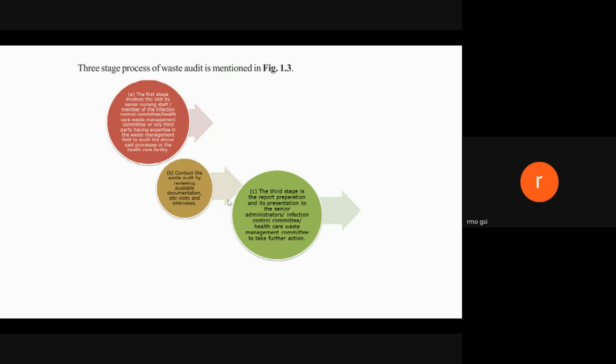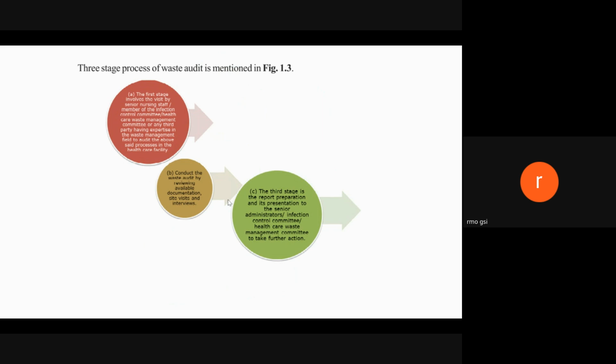There is a three-stage process of waste audit. The first stage involves a visit by the senior nursing staff or any person who is aware of all the components of waste management. He or she can do the audit. It is preferable that the person doing the audit is part of the committee or infection control team.